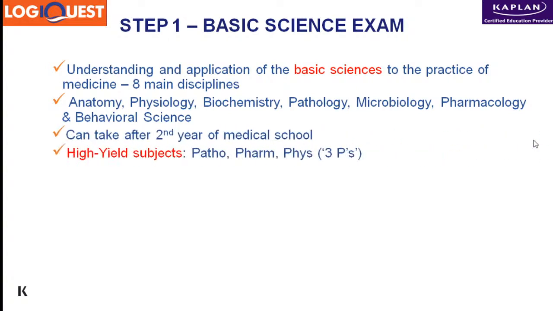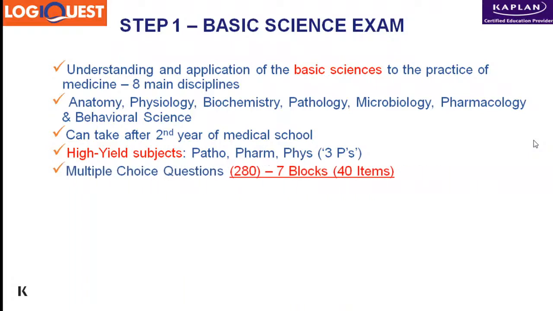That's what we discussed. The high yield topics out of all these 7 subjects and 8 disciplines are your 3 Ps, which is your patho, pharm and physio. Focus on these 3. I guess you should be in a good shape to clear your USMLEs. The high yield topic are 3 Ps, and the total questions that you would be facing is about 280 questions, which are divided into 7 blocks of 40 questions or 40 items each. It's a 7-hour long exam plus 1 hour break is equal to 8-hour long exam.